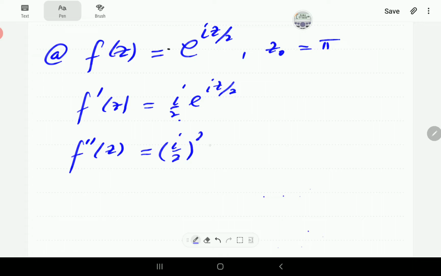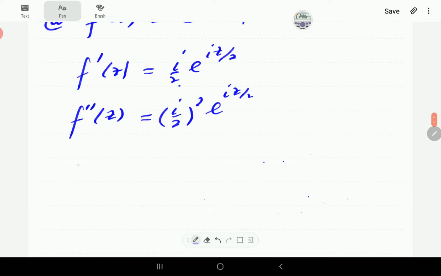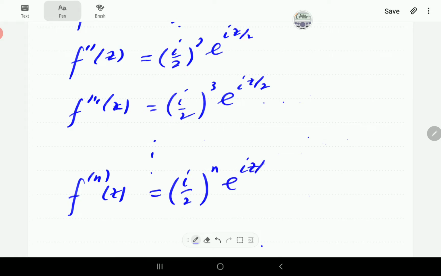for the Taylor series. So the second order derivative is going to be (i/2) squared e to the iz/2. The third order derivative is (i/2) cubed e to the iz/2. If we keep this going, then the nth order derivative is going to be (i/2) to the power n e to the iz/2.